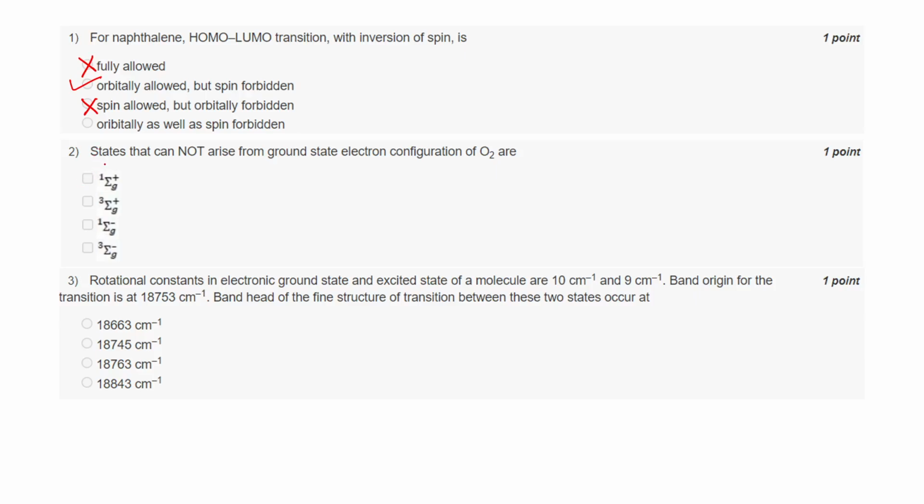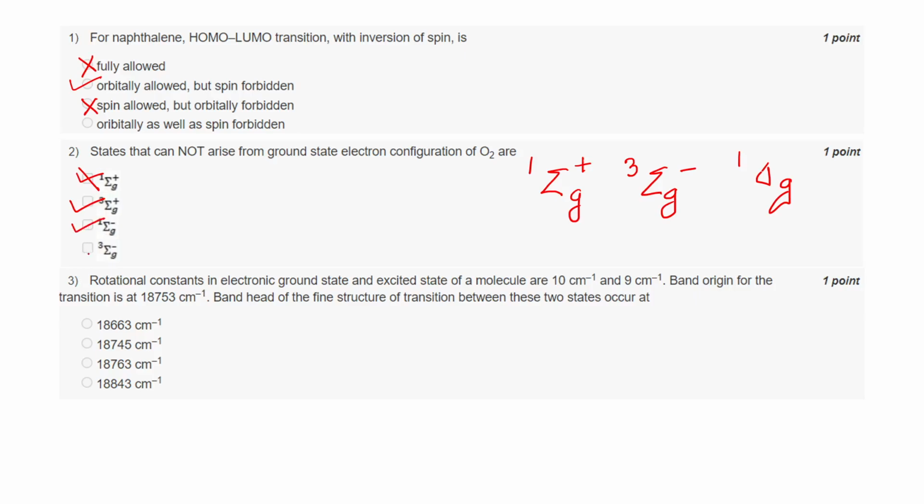Okay, now the next one: states that cannot arise from the ground state electronic configuration of O2. So from O2, what are the states we have got? Singlet sigma G, triplet sigma G minus, and singlet delta G, right? So this singlet sigma G will arise. So this is not a correct option. This is a correct option.